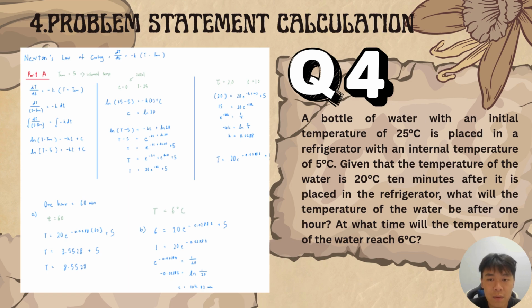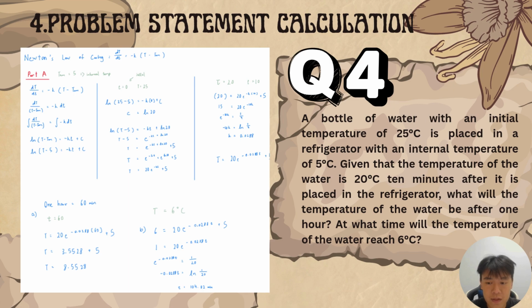So this is our first equation. Based on the questions, we can sub internal temperature equal to phi in our equations. So we can get ln(T - 5) equal to -kt + C.